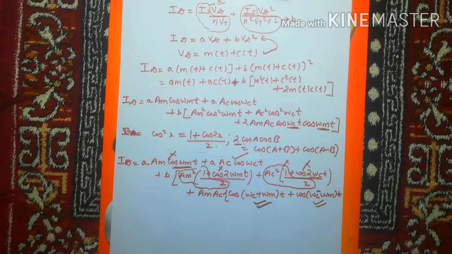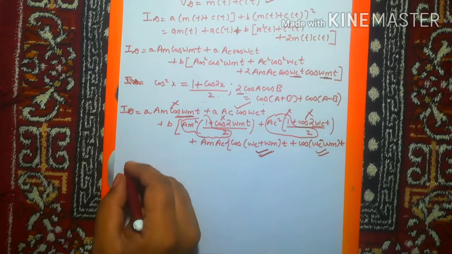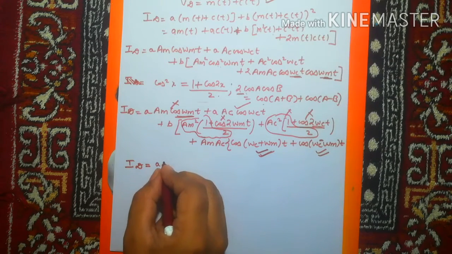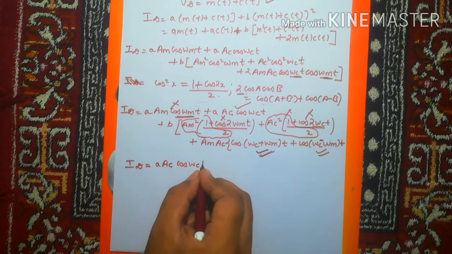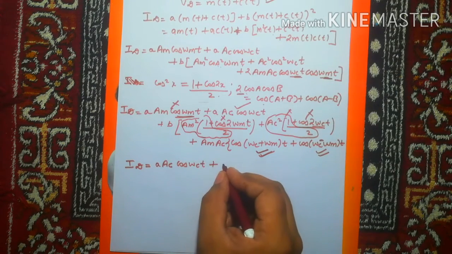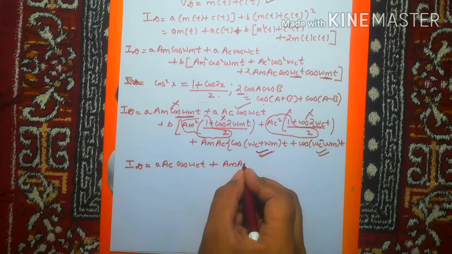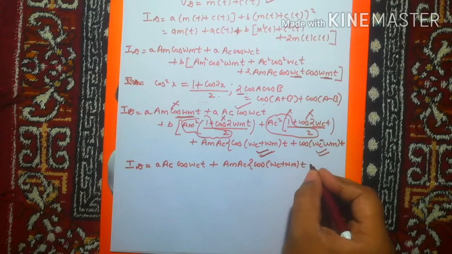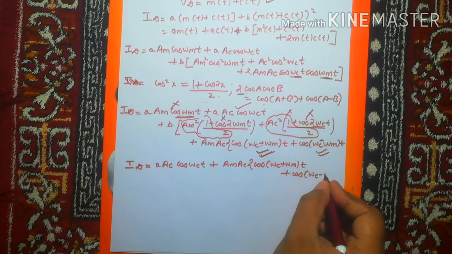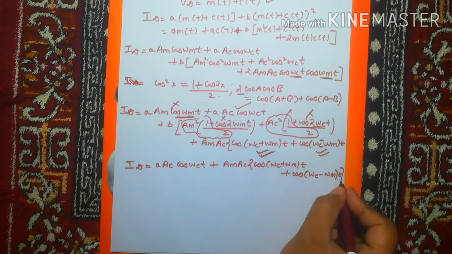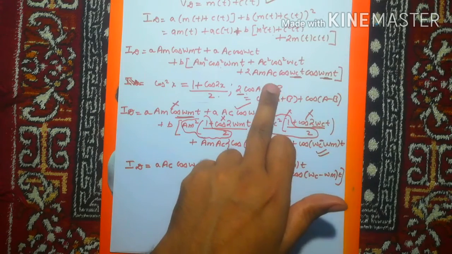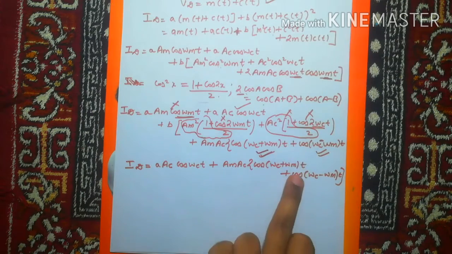So what are the terms we are getting as the output of the band pass filter? A into Ac cos of omega ct plus AmAc, this whole term, cos of omega c plus omega m t, plus cos of omega c minus omega m t. I will return this to the original identity, because we have written this using this formula. I am returning it to the original.